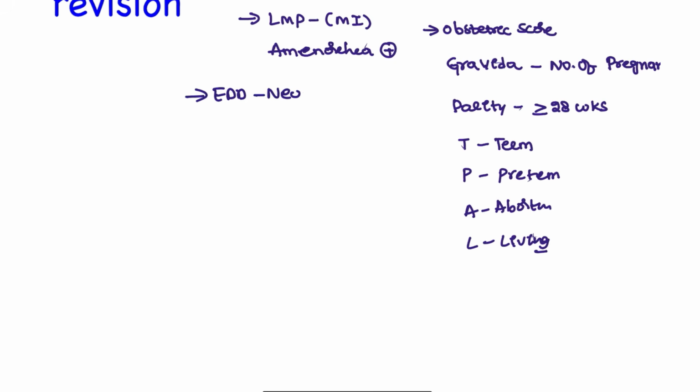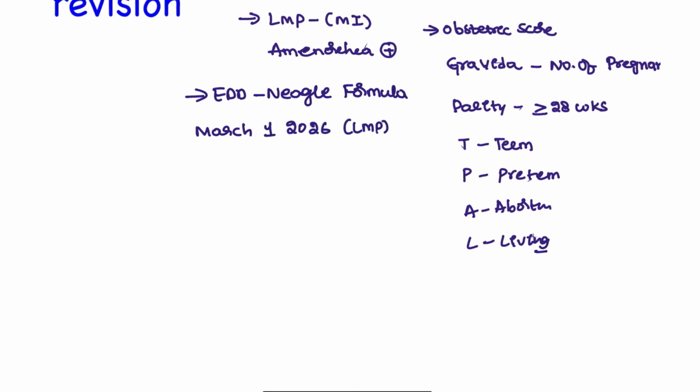So there is a famous rule that you can follow, that is Naegele's formula. So what is Naegele's formula? For example, let's say that the patient's last LMP is March 1st, 2026. Okay, so this is the last LMP.